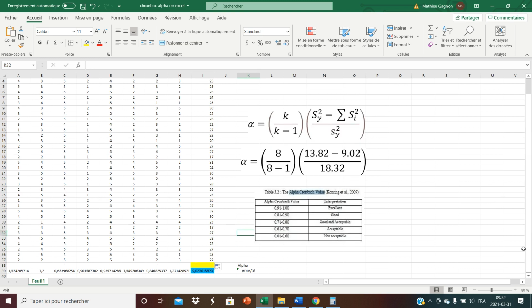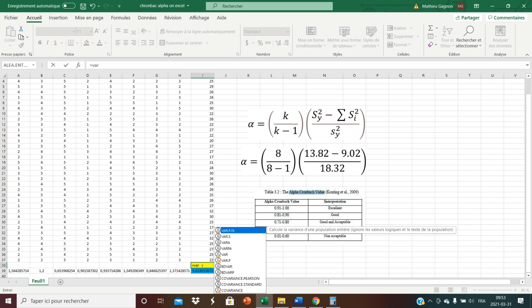Alright. Et là, bon, j'ai cette distribution de données. So this is a distribution of total scores, but I want to know what the variance is for the distribution of these total scores. So I'm going to put it right here. Equal, égal, var point S, because this is a sample, parce que c'est un échantillon. Okay.